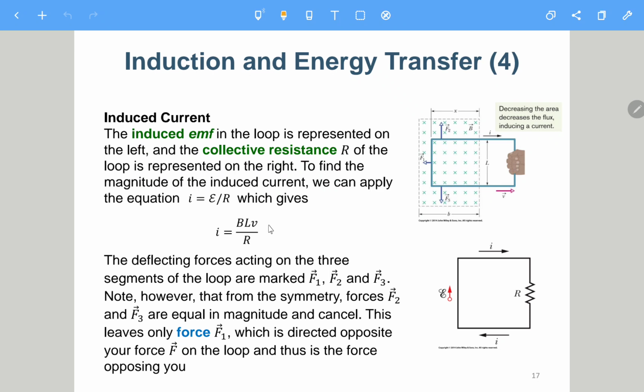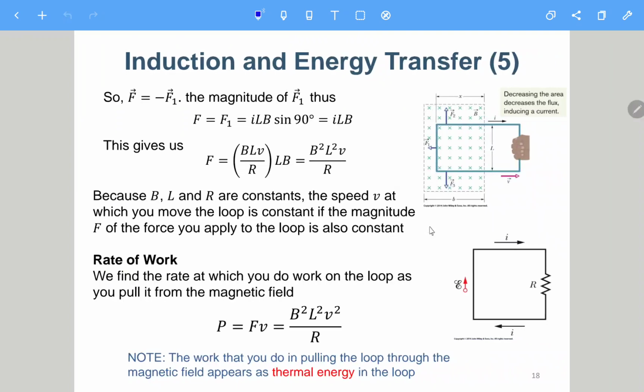Okay, so this is the EMF. The EMF over the resistance of the loop will be the current. So we can actually calculate all the things. To find the magnitude, yeah, nothing special. So we just go to the next page.